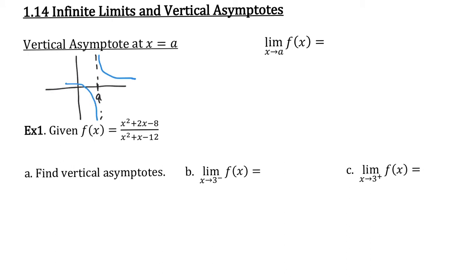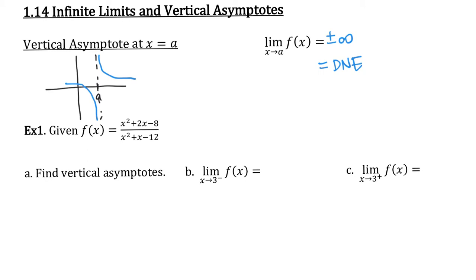So in terms of limits, as x is approaching a, it could be going down to negative infinity, or the y values could be approaching positive infinity. So the limit as x approaches a of f of x could equal positive infinity or negative infinity, or sometimes we just say it does not exist because it's infinite.